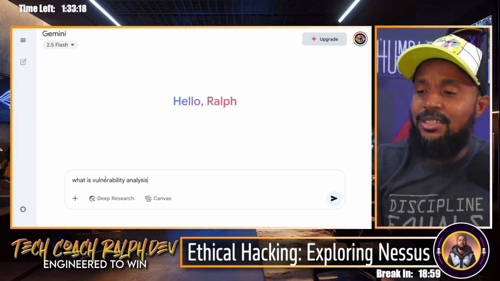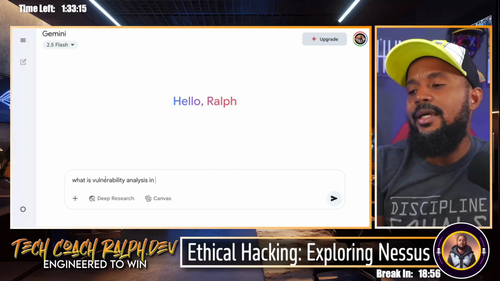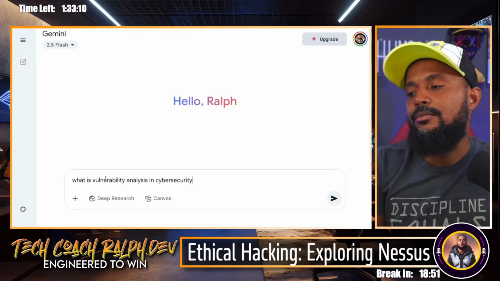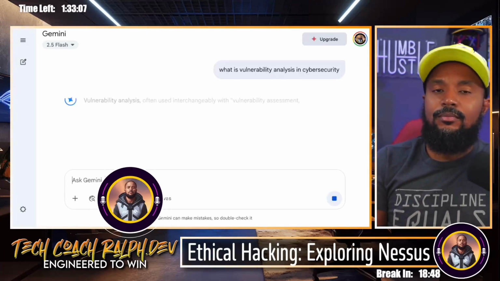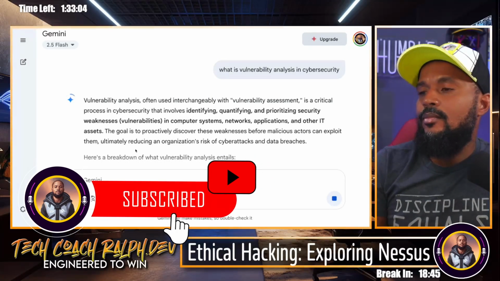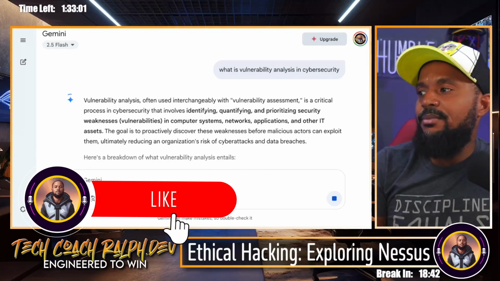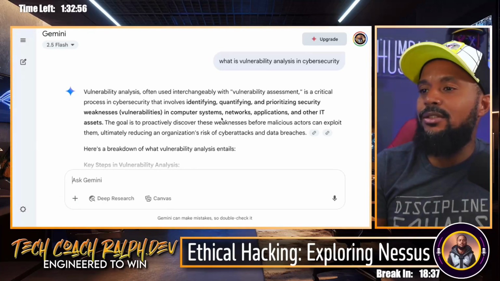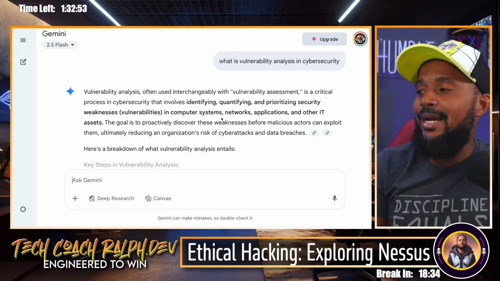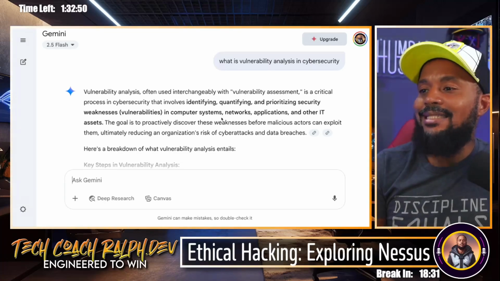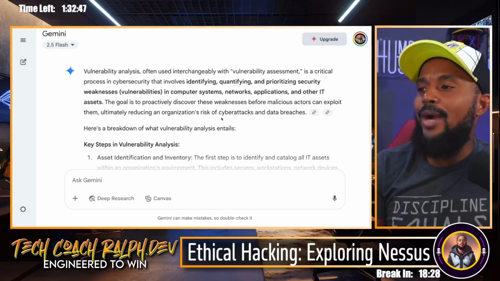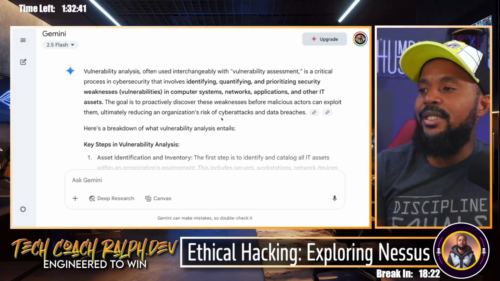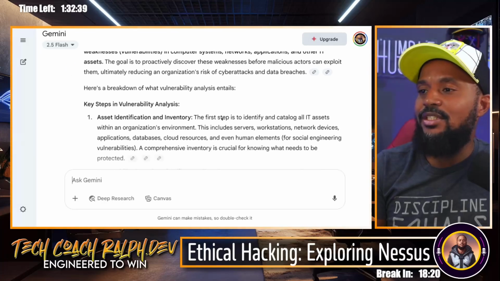All right, but let's just do what is vulnerability analysis in cybersecurity. All right, so vulnerability analysis, often used interchangeably with vulnerability assessment, is a critical process in cybersecurity that involves identifying, quantifying, and prioritizing security weaknesses, vulnerabilities in computer systems, network applications, and other IT assets. The goal is to proactively discover these weaknesses before malicious actors can exploit them, ultimately reducing an organization's risk of cyber attacks and data breaches.